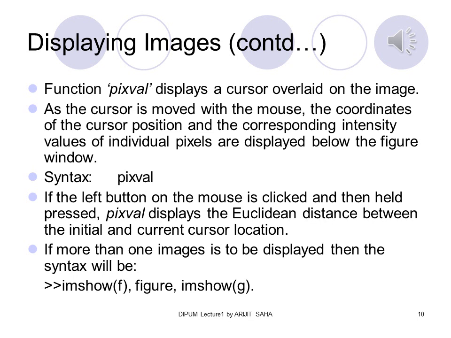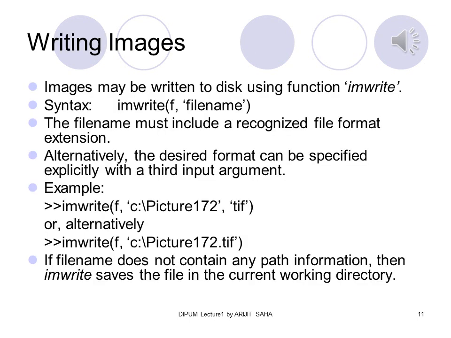If more than one image is to be displayed, then the syntax will be like this: imshow f, figure, imshow g. After reading and displaying the image, now we want to write an image. So images may be written to disk using function imwrite. What is the syntax? Syntax is simple: imwrite within brackets f, the file name you want to specify. File name must include a recognized file format extension, as I have already shown in the previous slides.